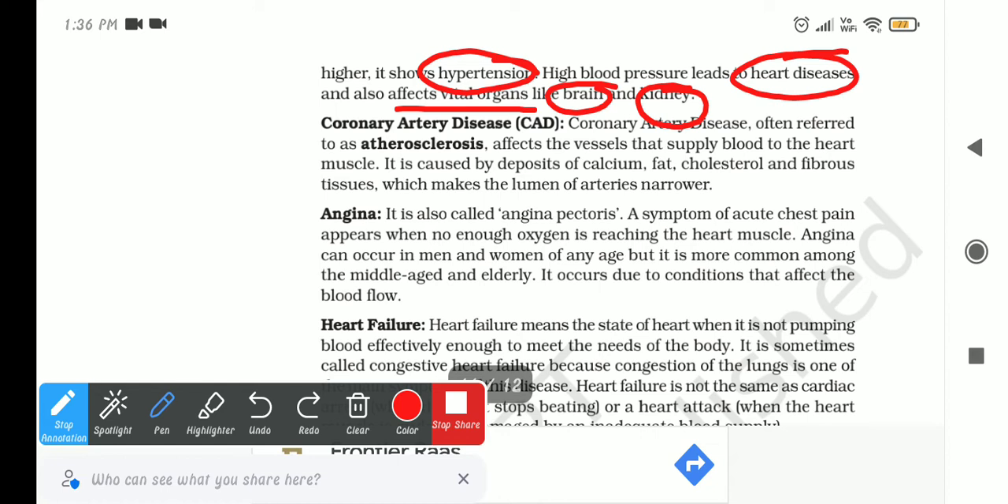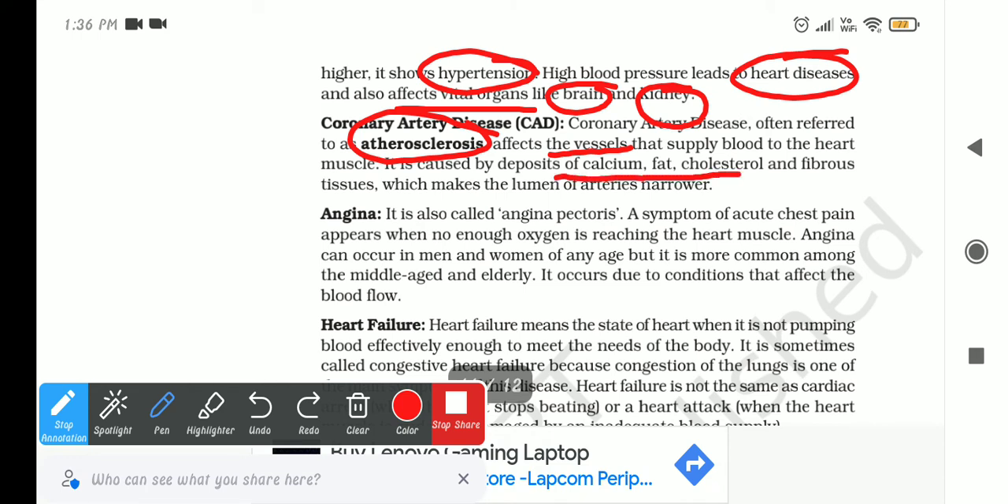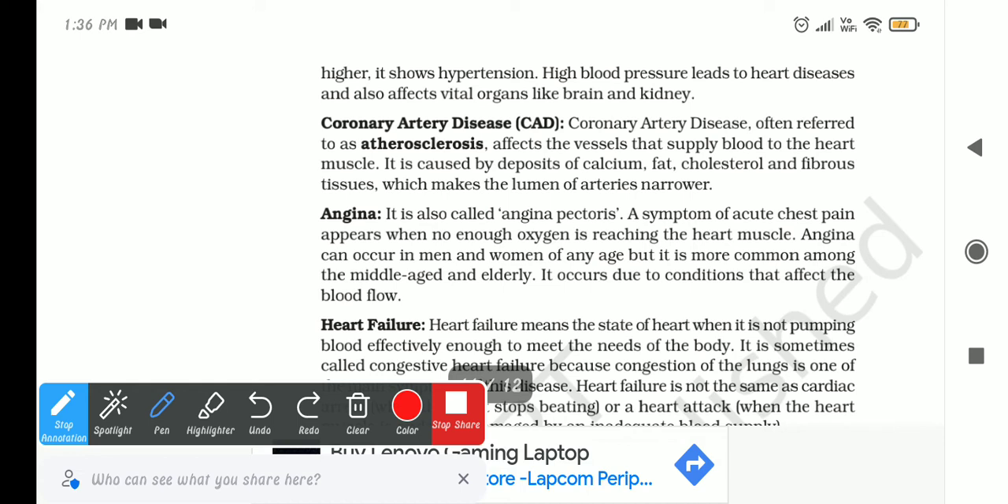Second one is coronary artery disease, CAD. It is often referred to as atherosclerosis. It affects the vessels that supply blood to the heart muscle, and it is caused by deposits of calcium, fat, cholesterol or even fibrous tissues, which make the lumen of the arteries narrower. It makes the arteries more narrow, so that there is difficulty in supplying blood to the heart.